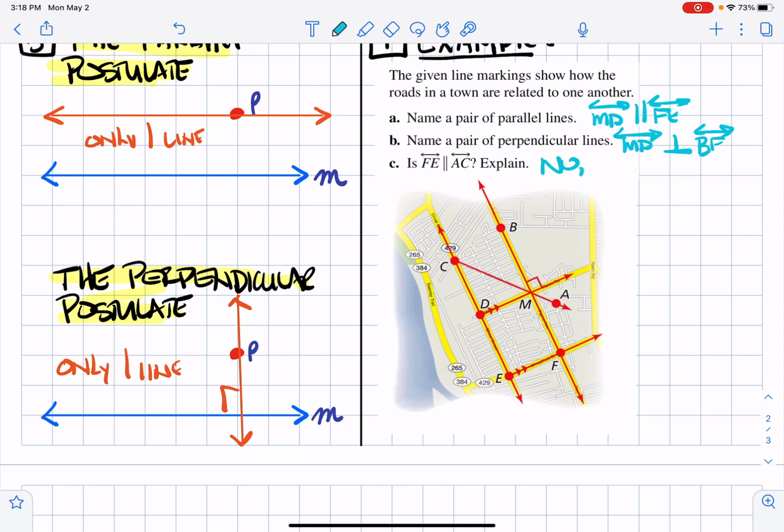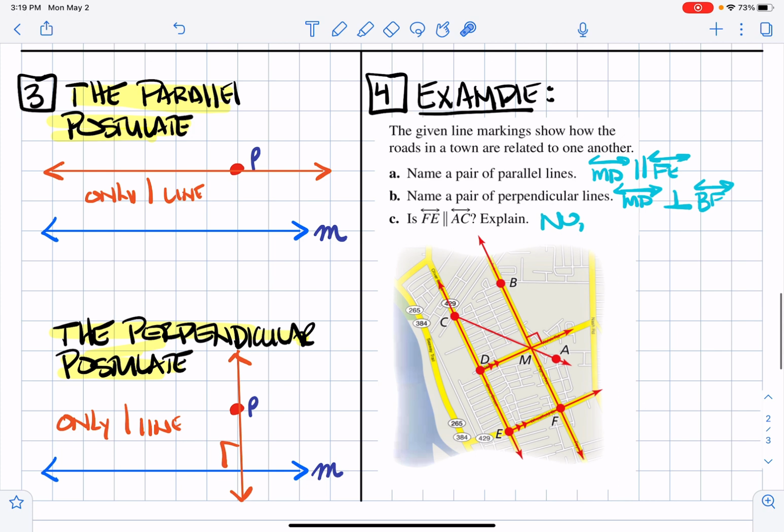So definitely not, because we know from the perpendicular postulate that if I've got this line FE, right, and I already know that this line, which is BF, is perpendicular to it because of the marking right there, it cannot be true that the other line is perpendicular to it. So that's what you would say for that. Okay, that's everything for this first lesson.